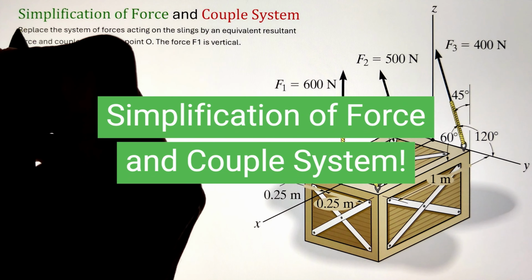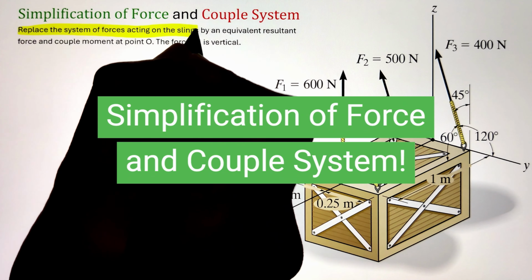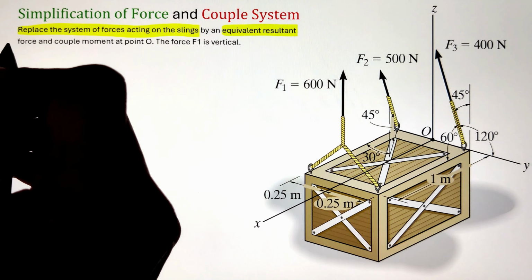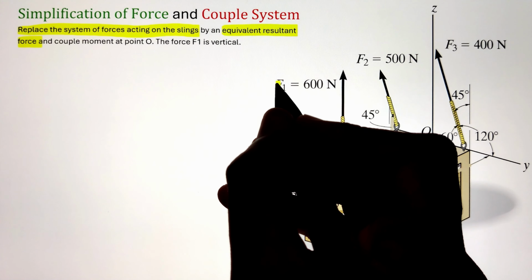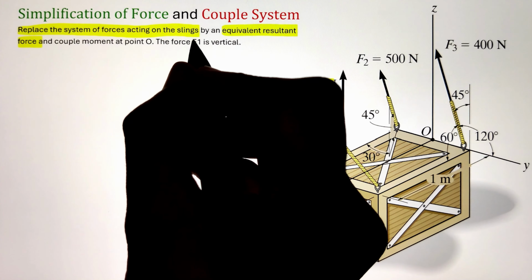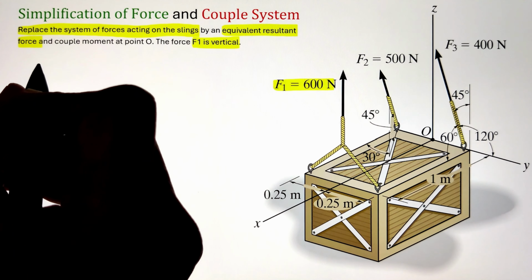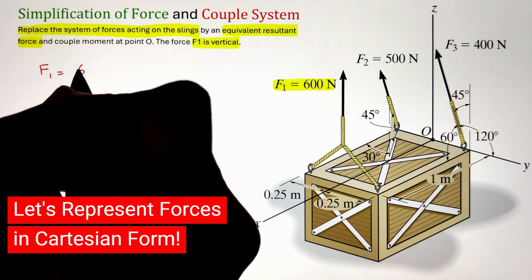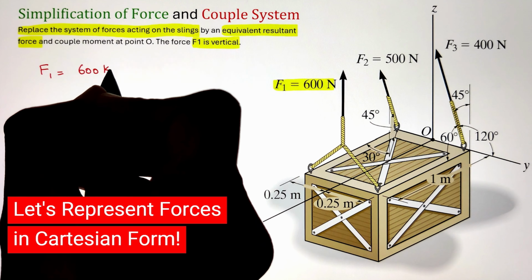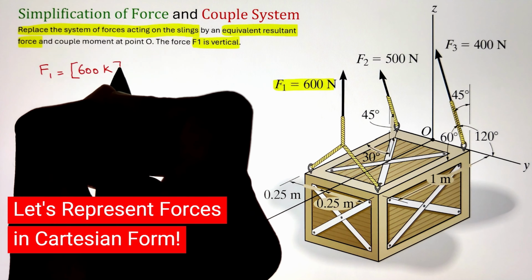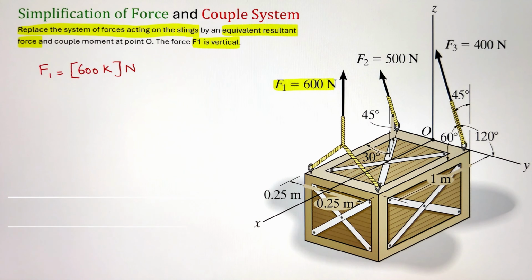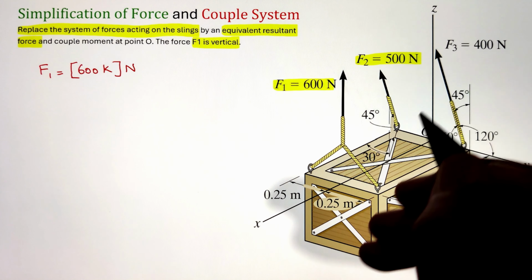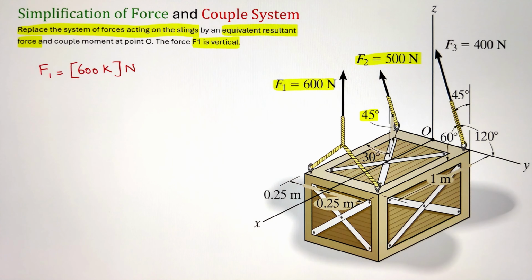In order to replace the system of forces acting on the sling by an equivalent resultant force and a couple moment at point O, we can start by first figuring out the resultant force. Since the system is in 3D, it will be easier to calculate them by representing the forces in Cartesian form. So to start, our force F1 is acting vertically upward, so it only has the Z component, which is represented as 600k.